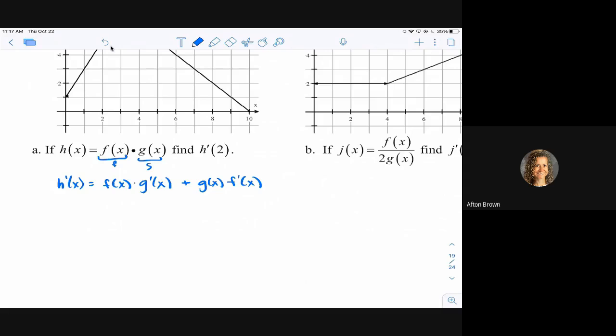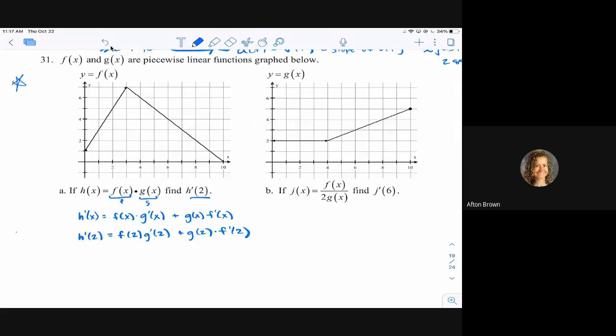Everybody all right with that? So if this was a free response on your test, you're going to get points for writing that out because you're showing you know product rule. Now they just want us to evaluate it at 2. So we say, okay, H prime at 2. So everywhere there's an X, I'm replacing the X with a 2. Not bad.